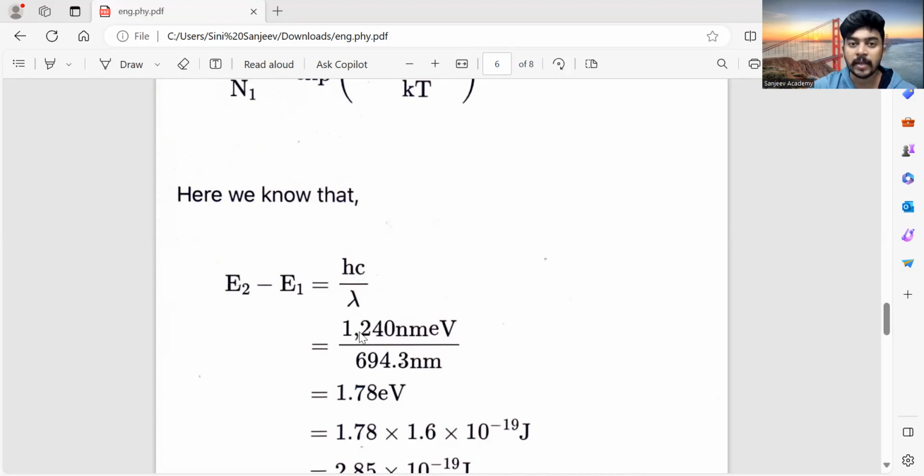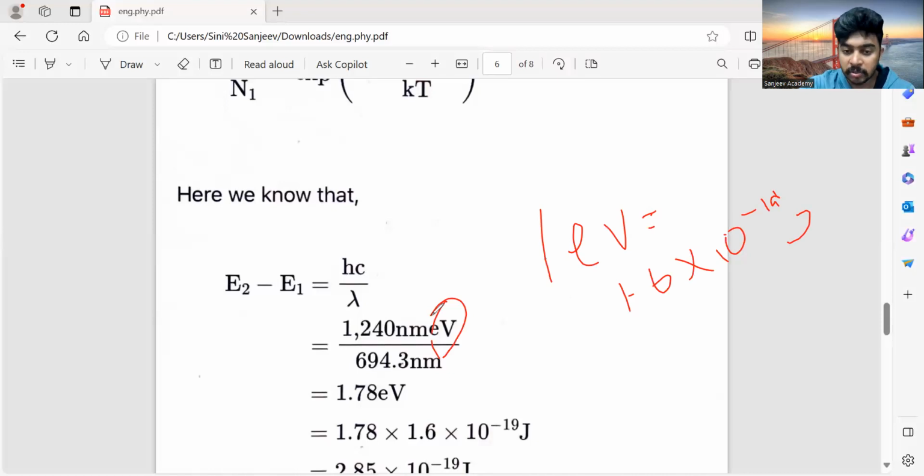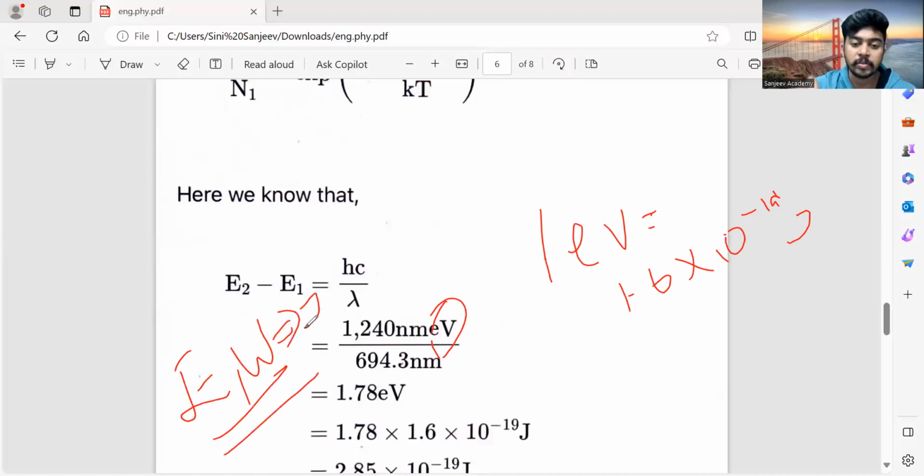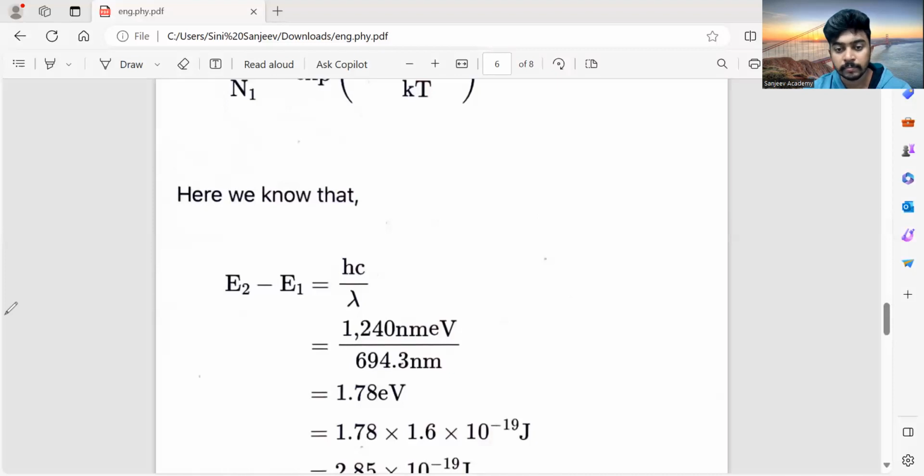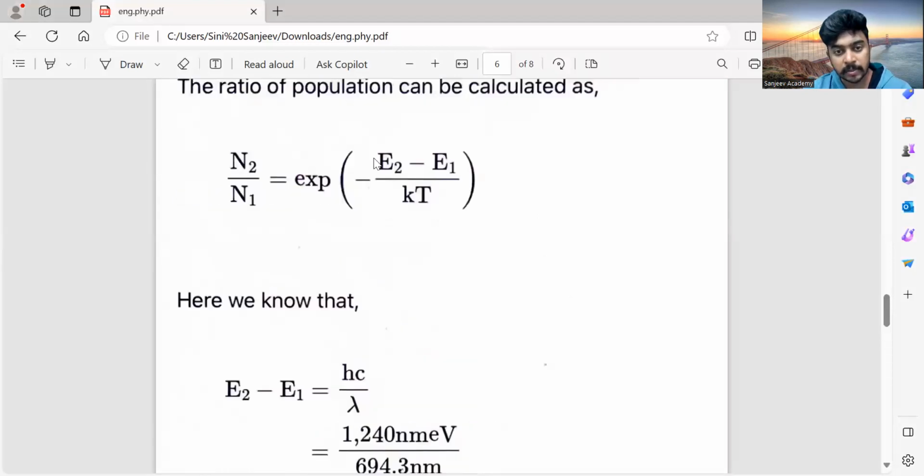Now we should also know that 1 electron volt is equal to 1.6 into 10 power minus 19 joules. Energy and work, all of them have the unit joules. So to convert electron volt to joules, I'll multiply by 1.6 into 10 power minus 19. That's all. So one part is over.